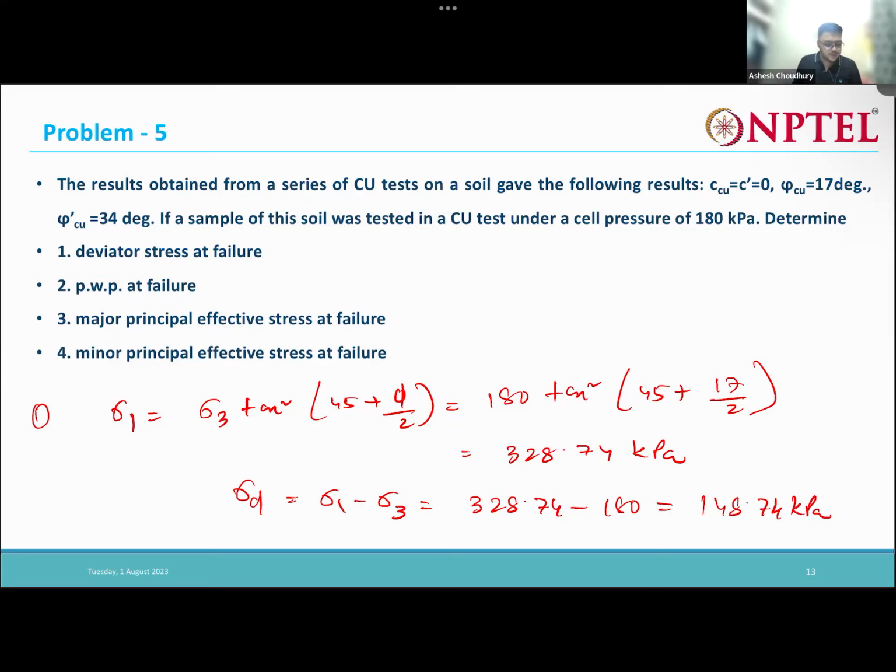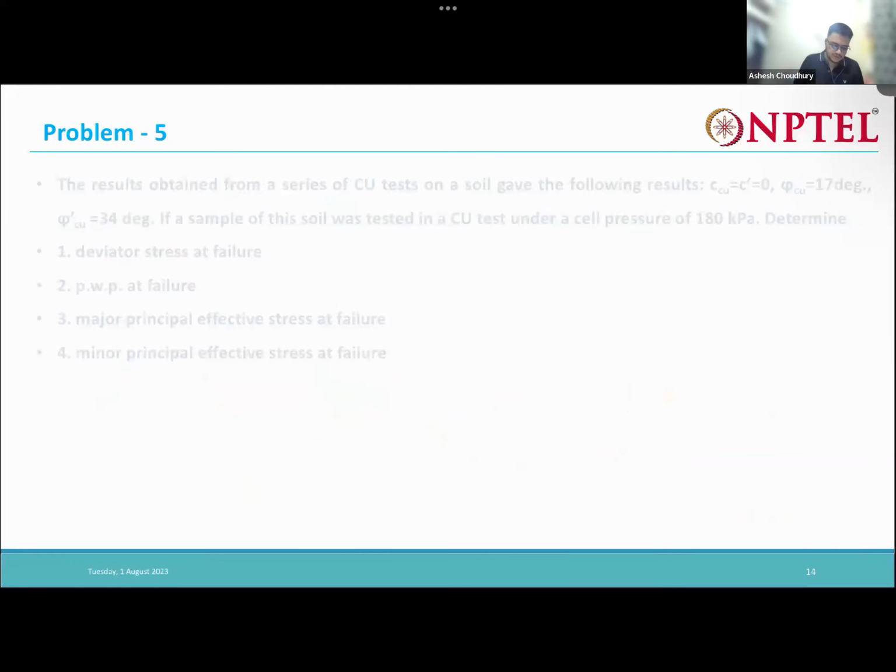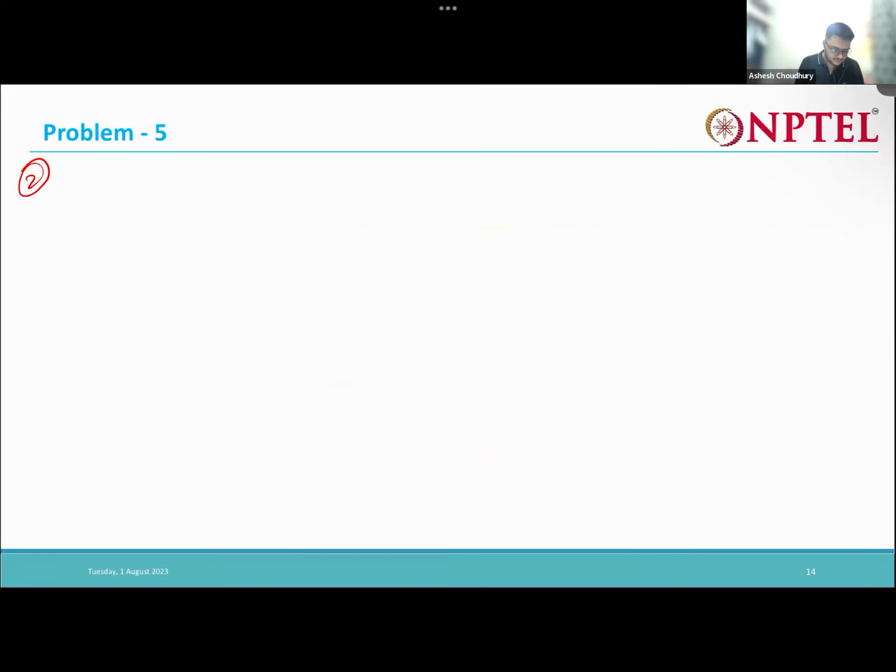Now the next part is we need to determine the pore water pressure at failure. The equation that we wrote was in terms of the total stress parameters. That's why we use the 17 degrees. This is the total, not the effective angle of internal friction, right? Now, to determine the pore water pressure at failure, we'll be writing it in effective terms.